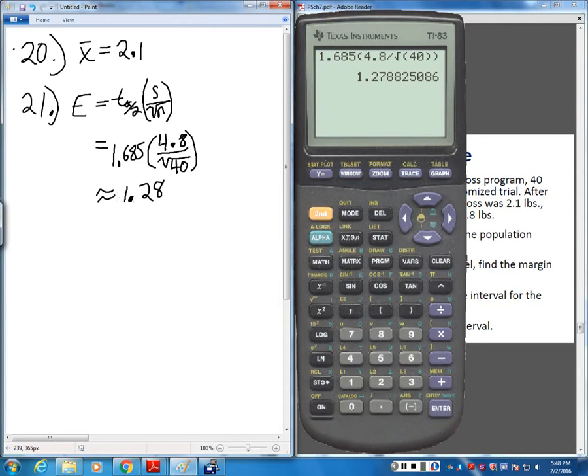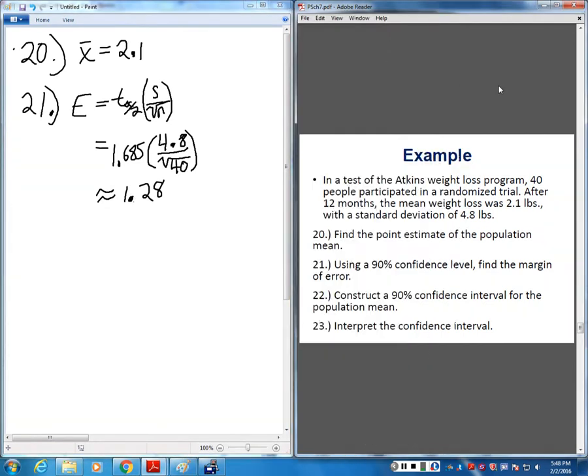There we are. That's my margin of error. Number 22. Construct a 90% confidence interval for the population mean. All right. The next thing we're going to do is put together the point estimate and the margin of error to find our confidence interval.